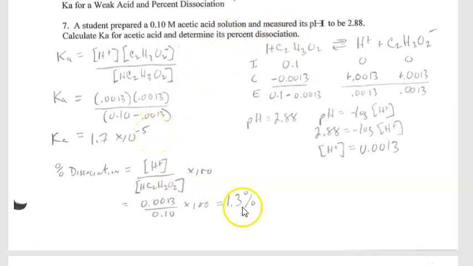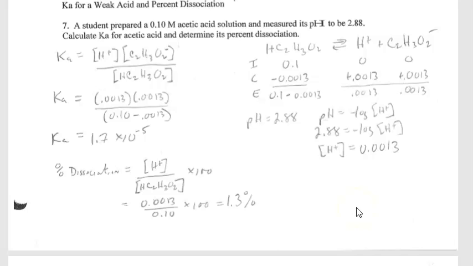As far as percent dissociation, the top is going to be the change, in this case I just labeled it as H plus, and the bottom is the concentration of the acid I started with, times 100, and it's 1.3%. This might look familiar because we use it for the check when we make the assumptions for the other problems we've done. Percent is always part over the whole thing times 100. We want to know how much of the acetic acid actually broke apart.